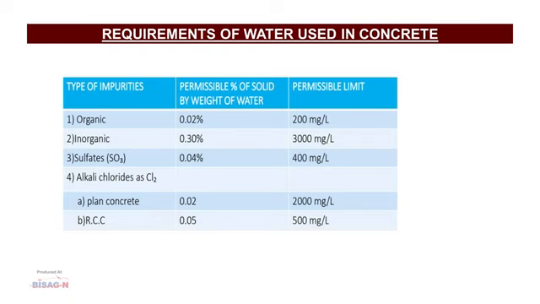Water with more than 2000 parts per million of dissolved solids should be tested for its effect on strength and time of setting. Water used for mixing and curing shall be clean and free from injurious amounts of oils, acids, alkalis, salts, sugar, organic materials. Potable water is generally considered satisfactory for mixing concrete. Mixing and curing with seawater shall not be permitted. The pH value shall not be less than 6.